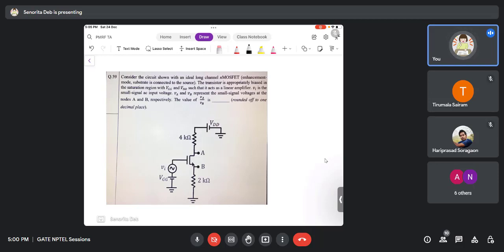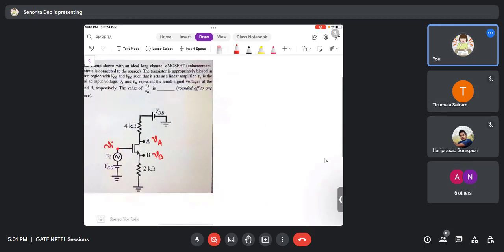Consider the circuit shown with an ideal long channel N MOSFET. The transistor is appropriately biased. They have already given that the transistor is biased. Okay, they have not given any DC voltages because it is not required. They have said that it is acting as a linear amplifier. Okay, it will amplify. So Vi is the input and Va and Vb are the small signal output. So I don't need any DC here. Okay, now you see this is nothing but AC. Since these are small signal voltages, all the DC sources will be 0.